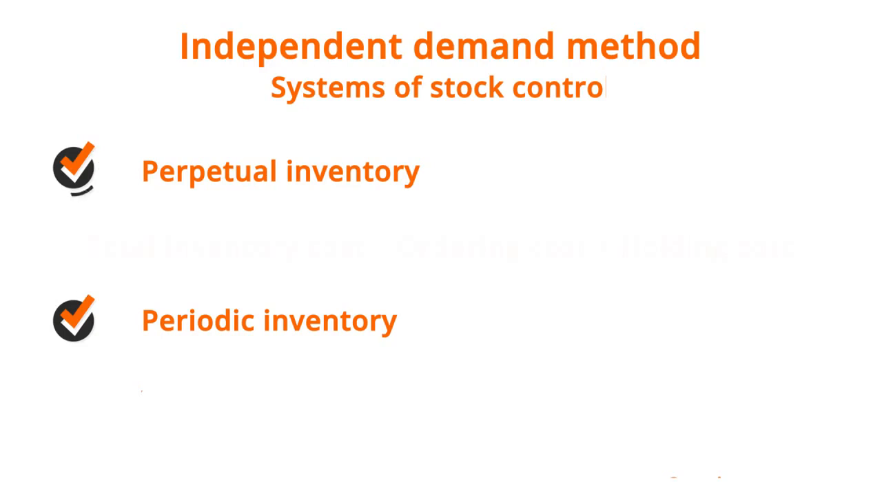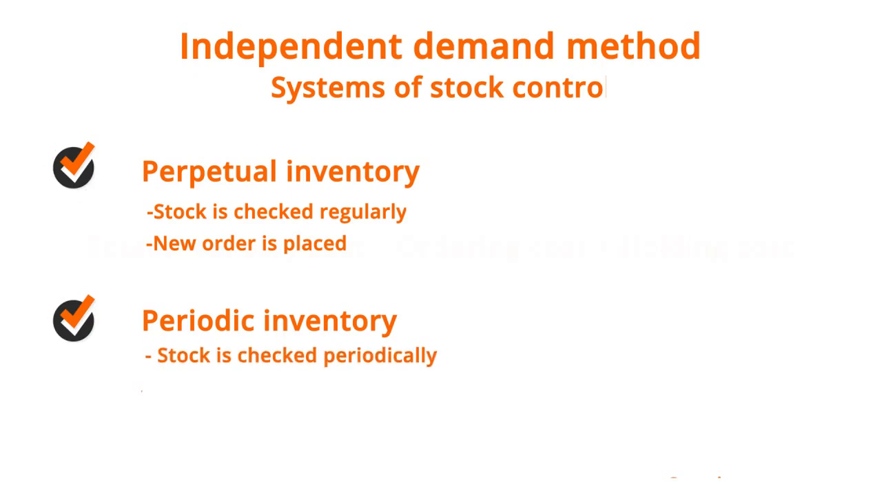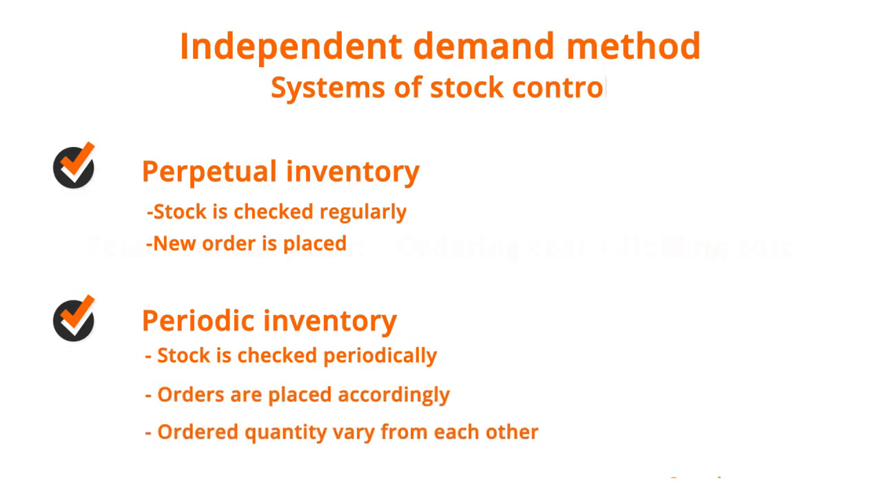In this inventory system, the stock is checked regularly, and when the stock reaches a certain level, a new order is placed. That certain level is called the reorder level. For every order, the ordered quantity would be fixed. Whereas in periodic inventory, the stock is checked periodically, which can be every week, month, or quarter, and orders are placed accordingly. Ordered quantities would vary for each order.